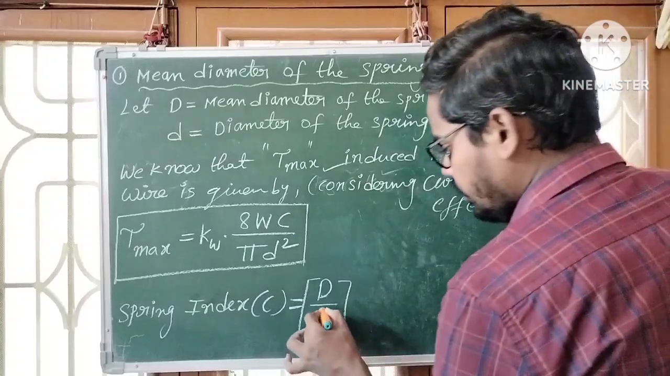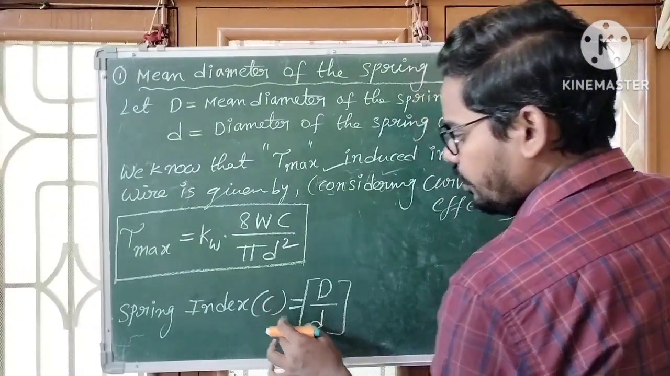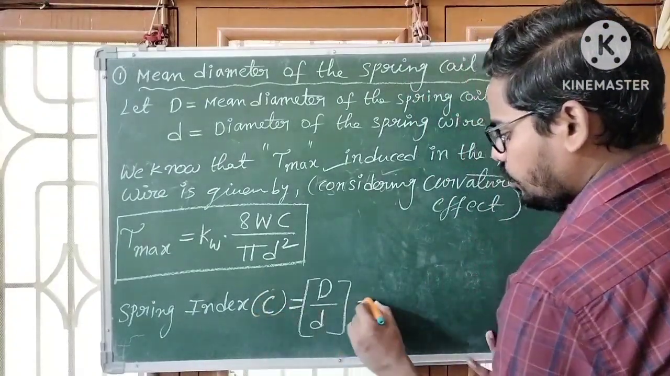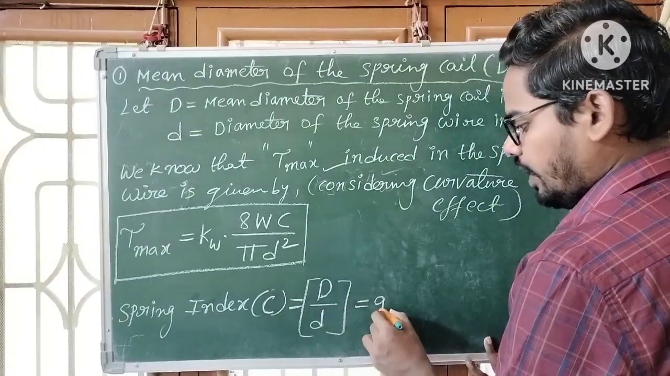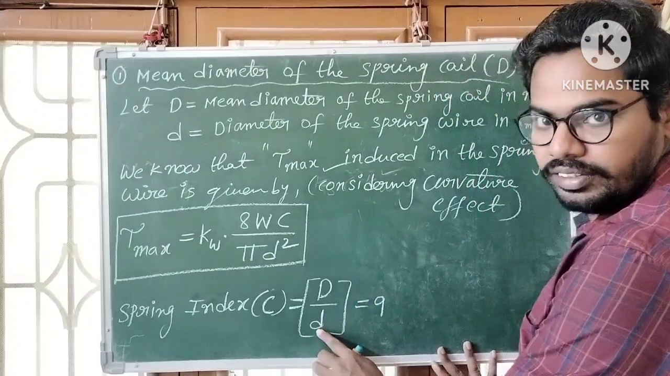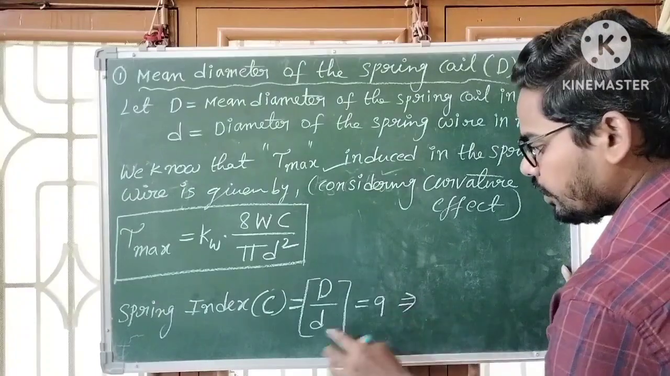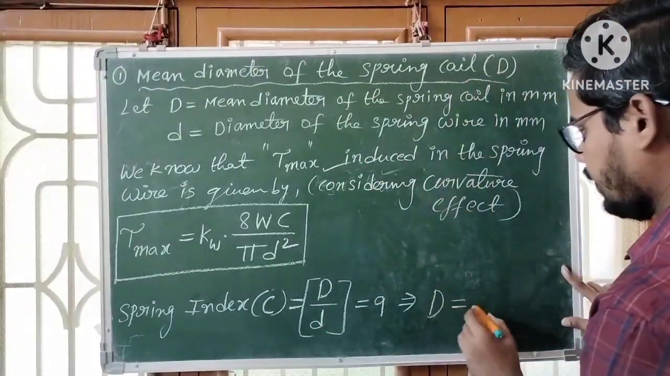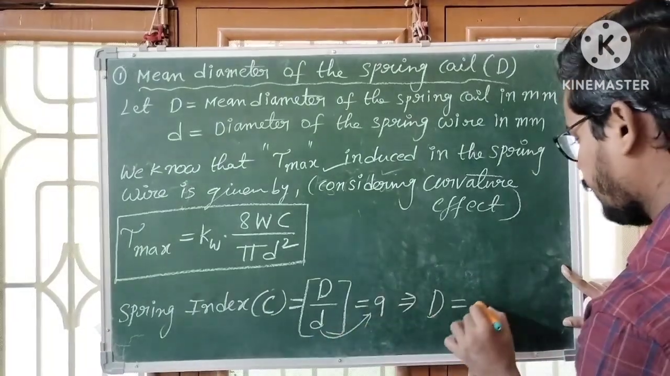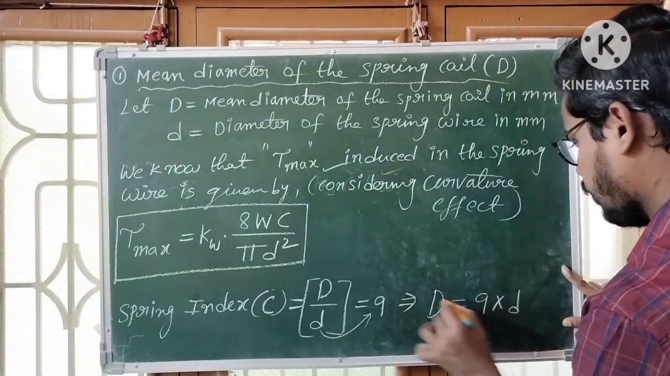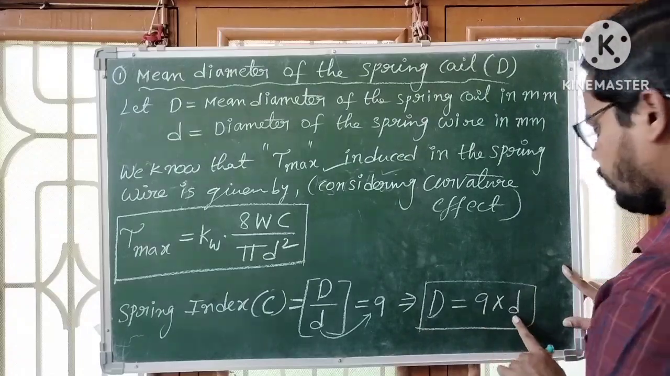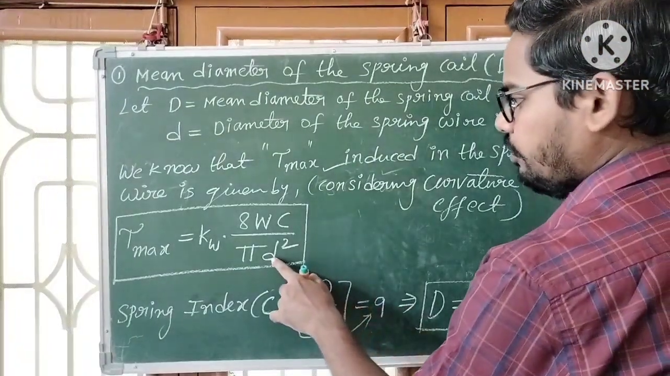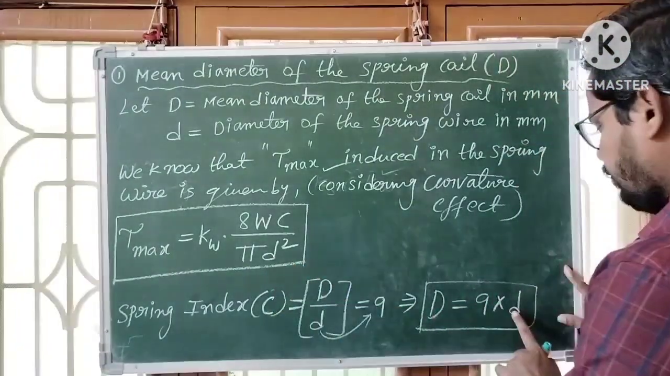So here what is the value of capital C? Capital C is already given in the question: 9. Capital C is equal to 9. First of all let us find small d. Then transpose: capital D is equal to mean diameter, division becomes multiplication, you will get D is equal to 9 into small d. So first we need small d. We have to find the diameter of the spring wire.